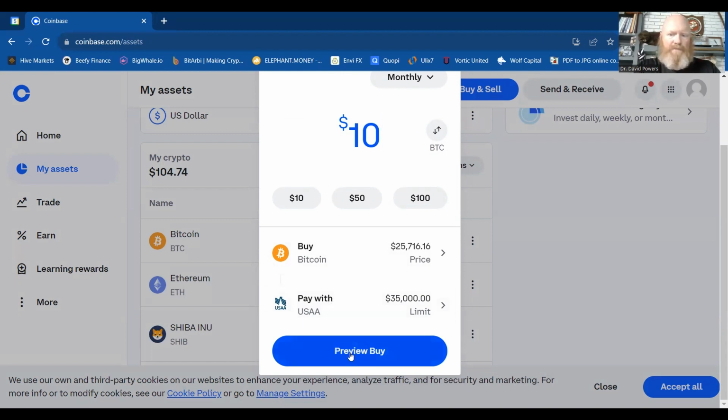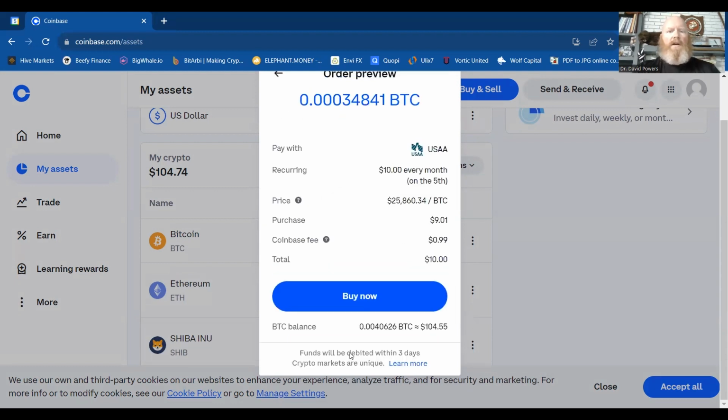All right, so let's preview the buy. All right, so let's check everything over. Always, always, always check everything you do, because even us experienced folks will do things on MetaMask or on the Tron link and not look at it really well, and then we realize we sent it to the wrong wallet or something like that.